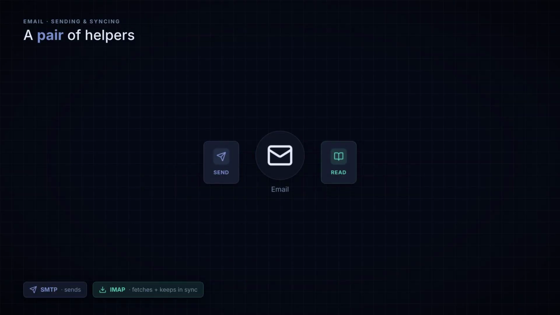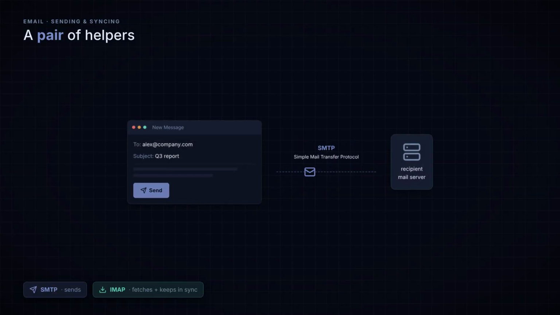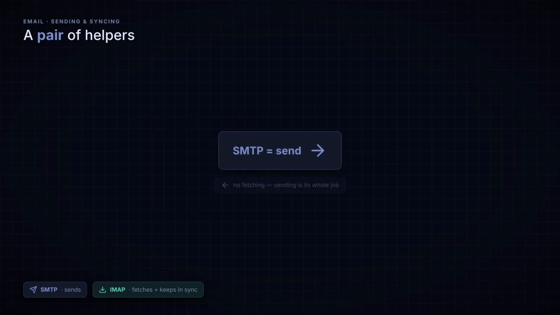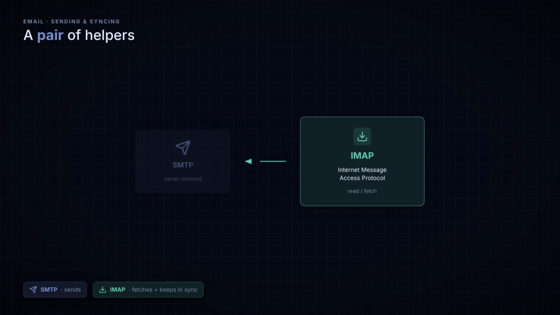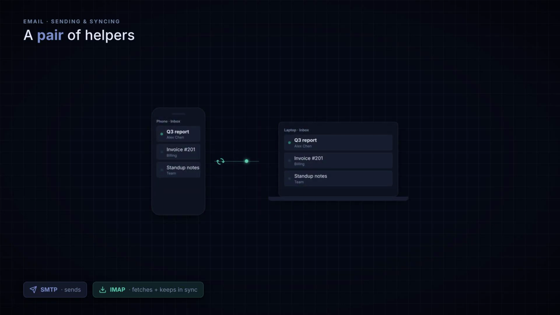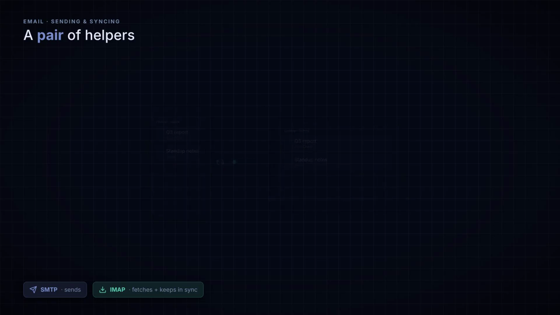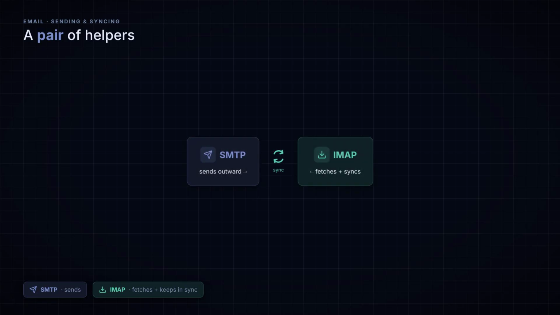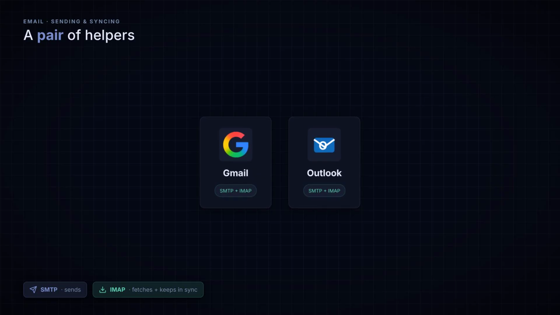Email has its own pair of helpers. When you hit send, SMTP, Simple Mail Transfer Protocol, carries your message out toward the recipient's mail server. Sending is its whole job. But reading email is a different task, and that's IMAP, the Internet Message Access Protocol. It keeps your mail on the server and syncs it across devices. So when you read or delete a message on your phone, your laptop shows the exact same thing. SMTP sends, IMAP fetches, and keeps everything in sync. Gmail and Outlook both rely on the two.